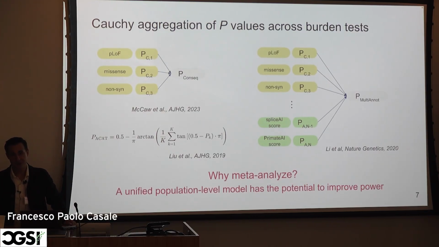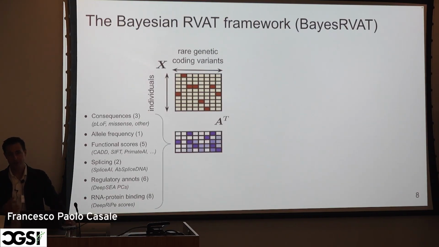However, why do we meta-analyze in the first place, right? All these tests are performed on the same population level data. And specifically, a unified and flexible population level model should have more power of detecting rare variant associations. And that's what we do in this work. So we propose a Bayesian framework for doing that.